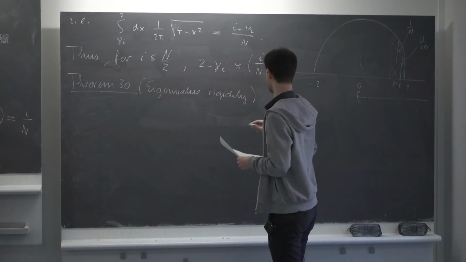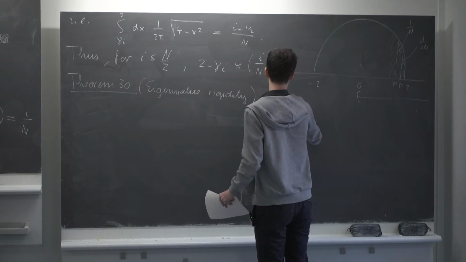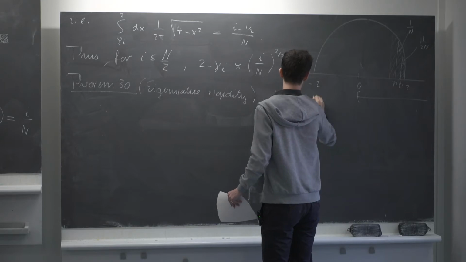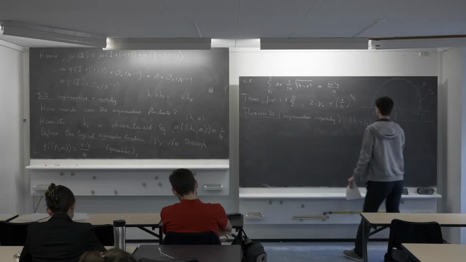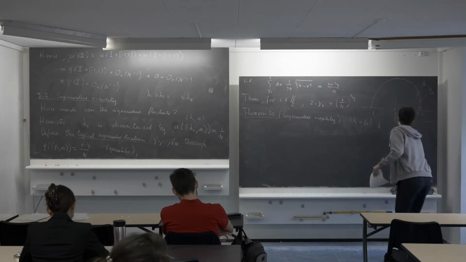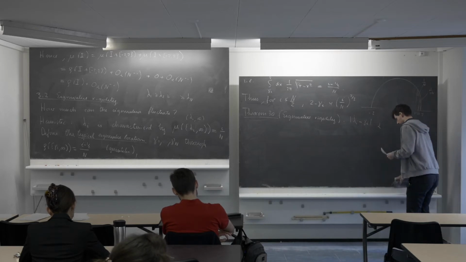So the claim is that lambda_i minus gamma_i is bounded by... So the formula is very natural. Just to write it down carefully requires an expression that's longer than it should be.